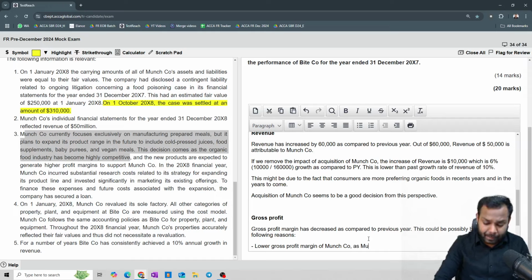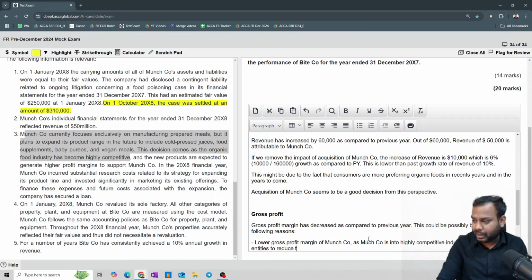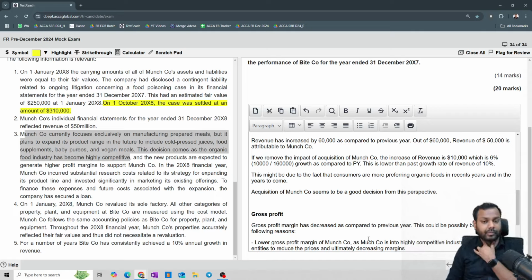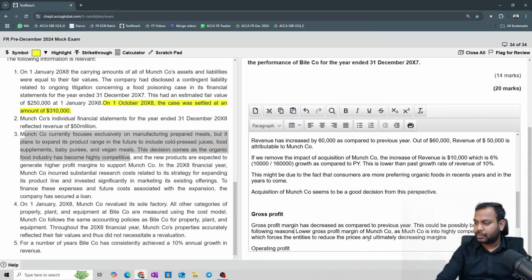Okay, as Munch company is in a highly competitive industry, which forces the entities to reduce the prices, and ultimately decreasing margins. Right? Come on, guys, tell me. Q2.